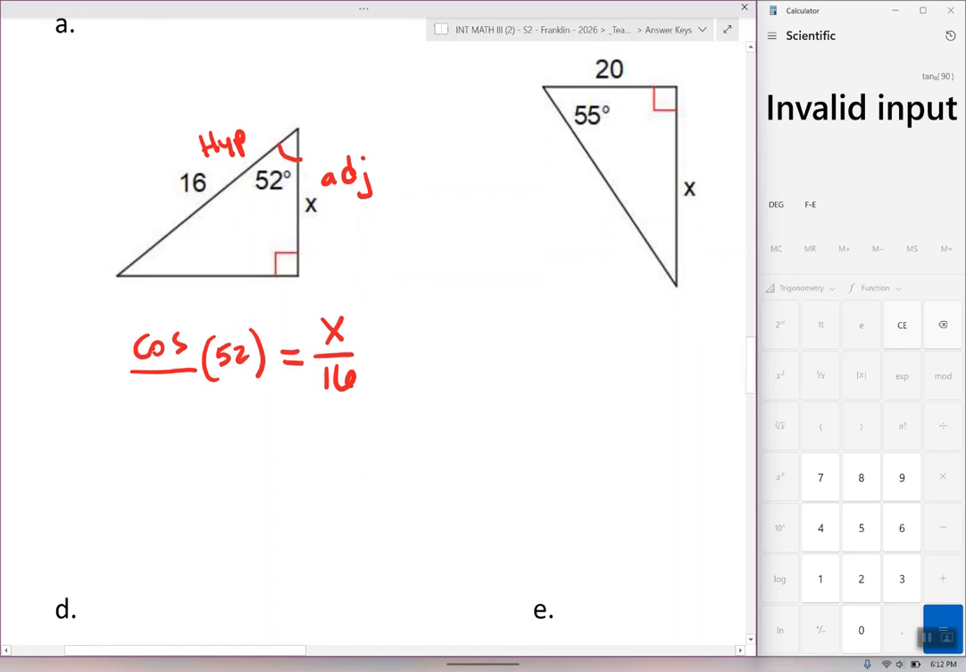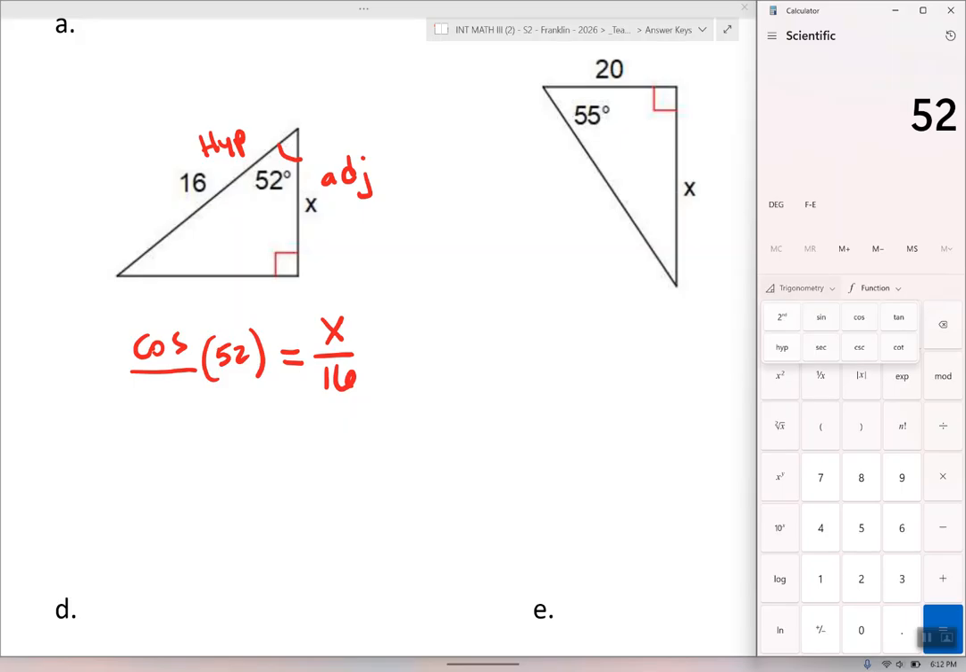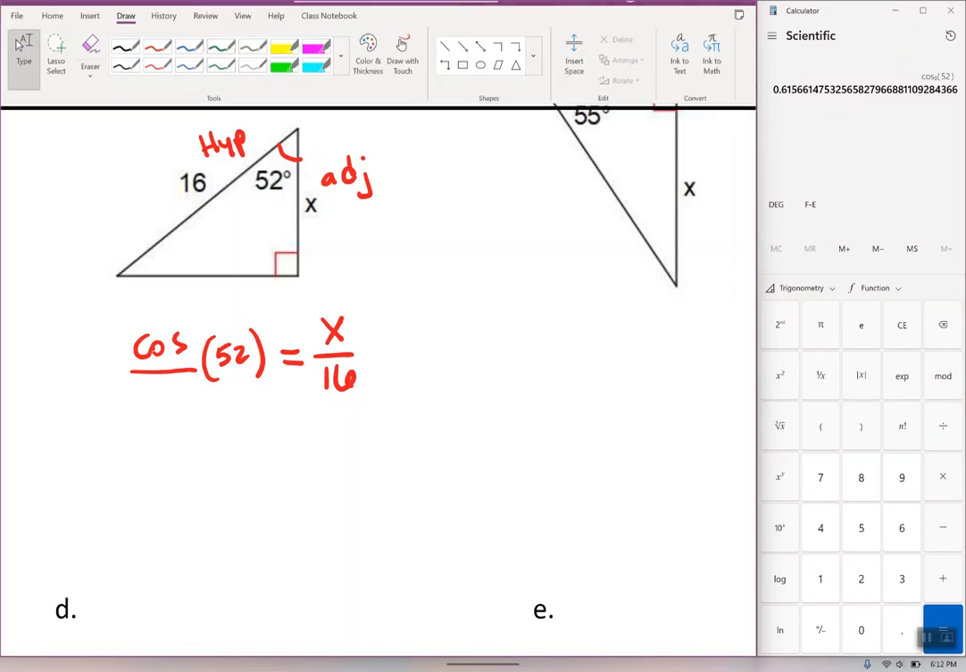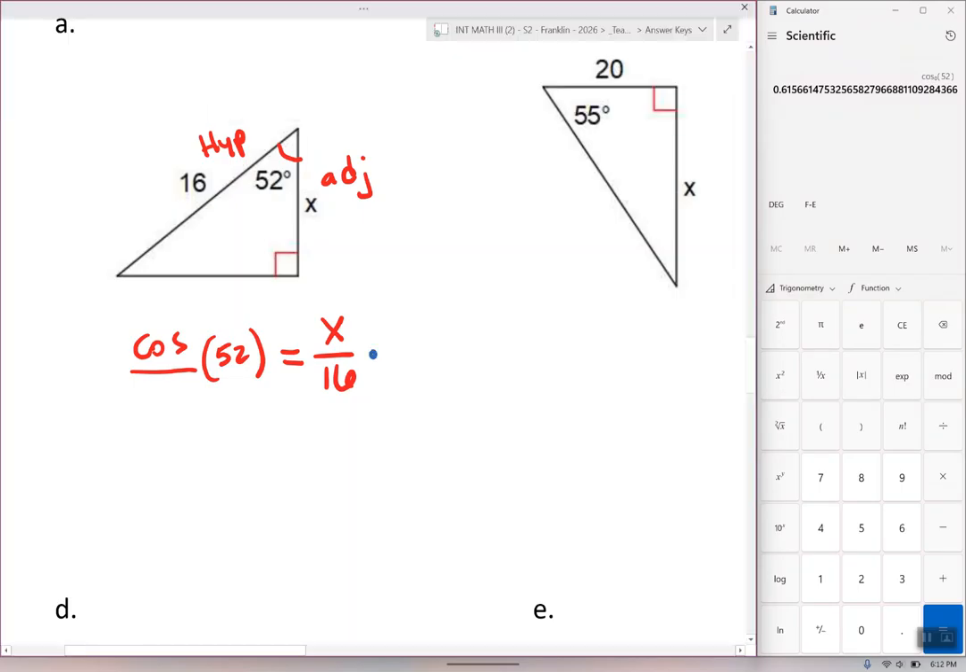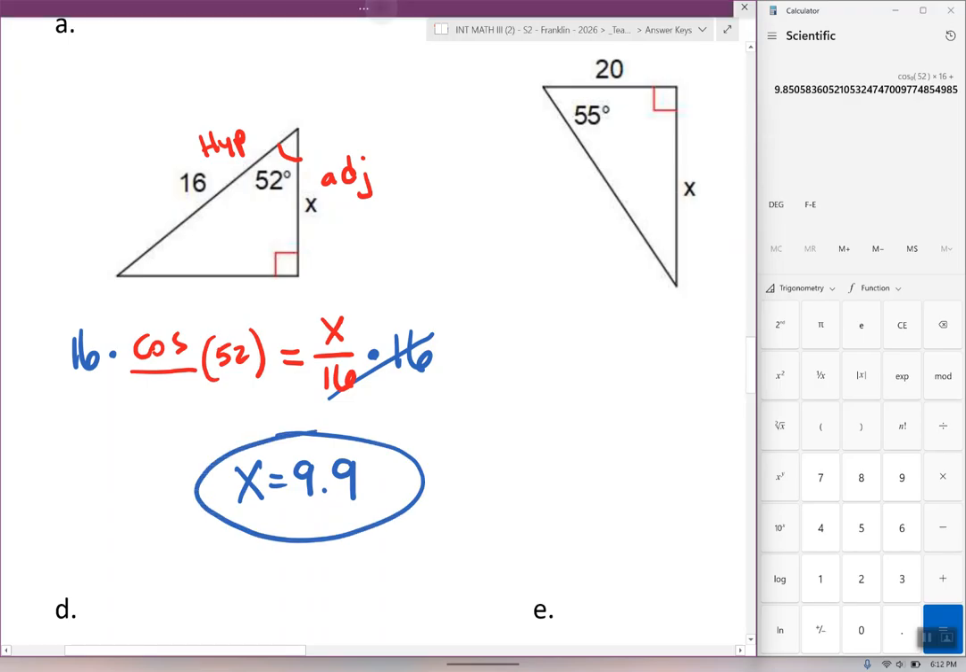All right, so what we're going to do is evaluate the cosine of 52 on a calculator. So 0.61, and so on. And in order to solve for x, we multiply both sides of this equation by 16. So I'm going to multiply cosine of 52 times 16, and I get 9.85, or 9.9. That's what we do. So you're going to make a ratio and then solve for x.